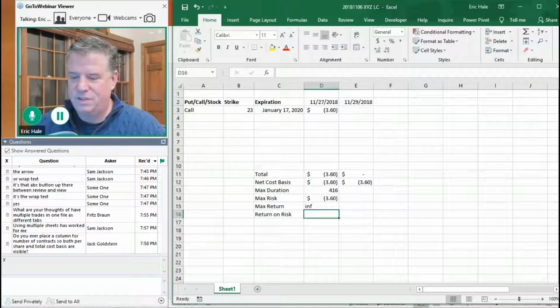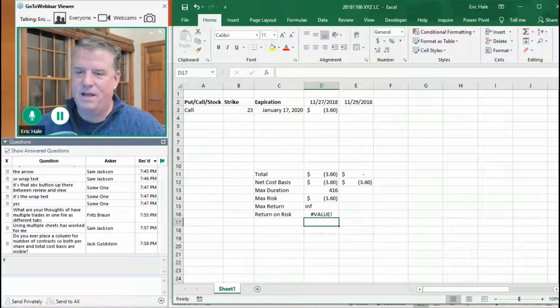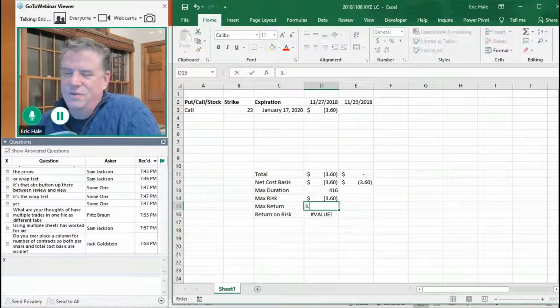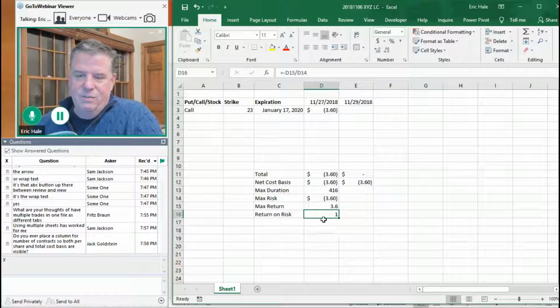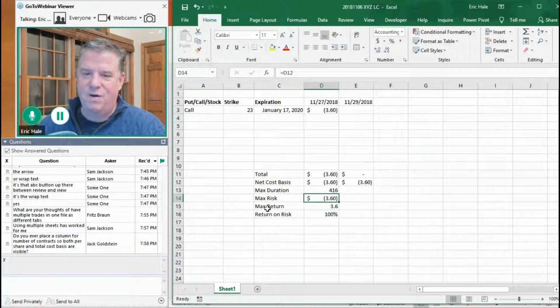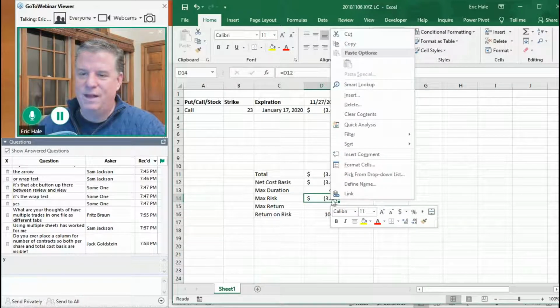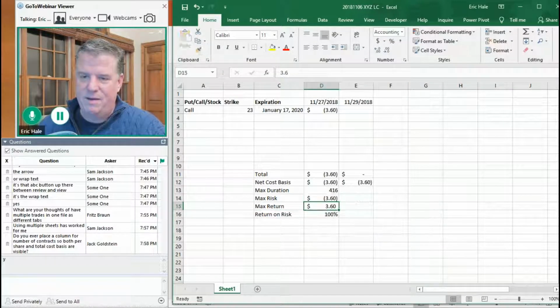So return on risk is going to be equal to, now this is where the negative comes in, and I'm not going to use it now, it's going to give me a bad number, but it's going to be the return divided by the risk. And there's a negative sign in there to make it positive. If I wanted to test it, let's use 360 there, and that should be 100%. So 1 is 100%, and I want this to be expressed as a percent, so I need to have the percentage there. Now that's wrong because the max return, which by the way should have the same format as this. So I'm going to right click, copy format, paste the format.